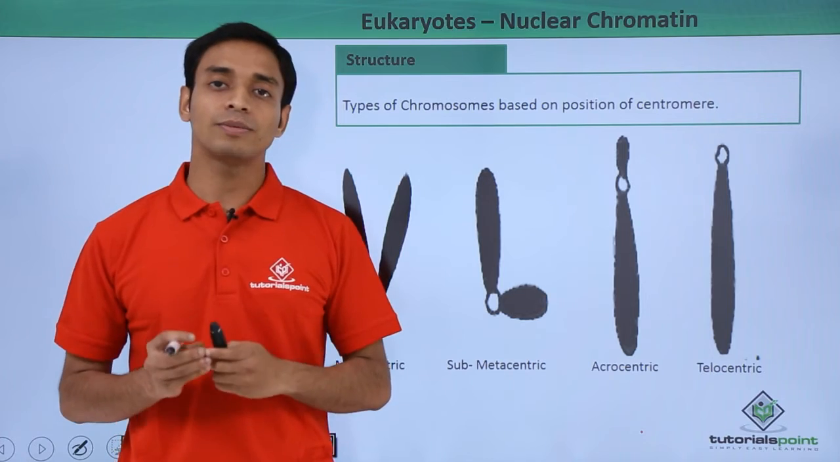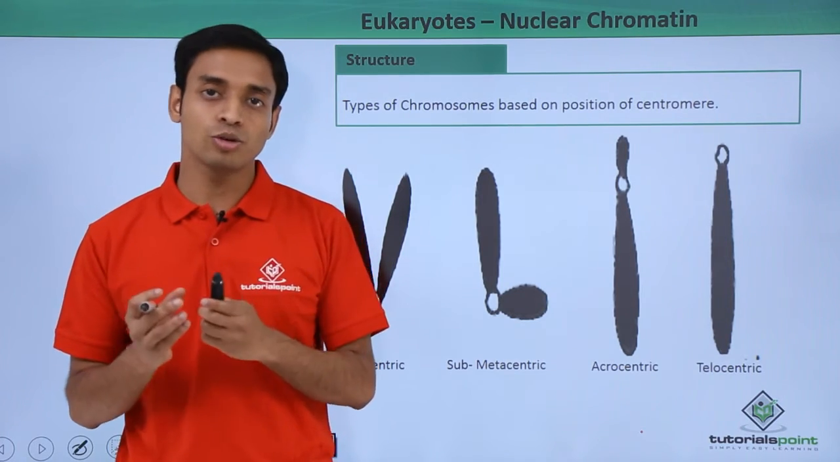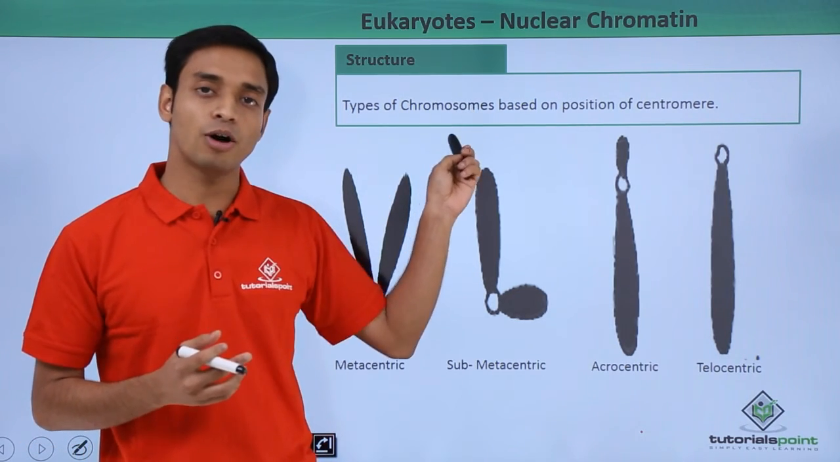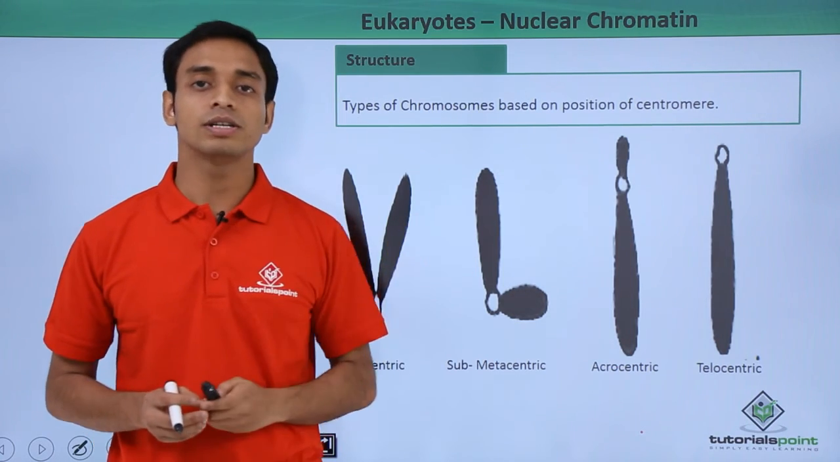So in this video we have talked about the nuclear chromatin, we have talked about the different structures of the chromosome, and also about the different types of chromosomes which can be formed on the basis of the position of the centromere in the whole length of the chromosome.